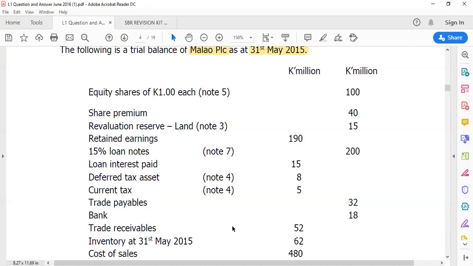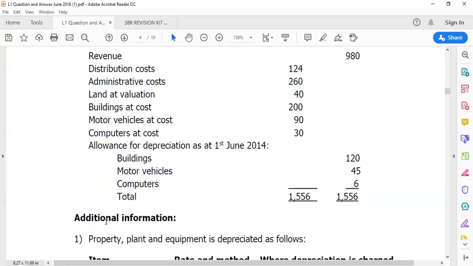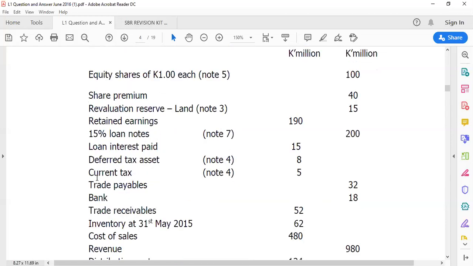Let's make it. What else do we have here before you go? Okay, we've got revenue, distribution, admin, anything else? Okay, there's nothing new. So it is the usual stuff that we have. Don't go to the notes, just quickly make the format and post the free marks. So let's go.